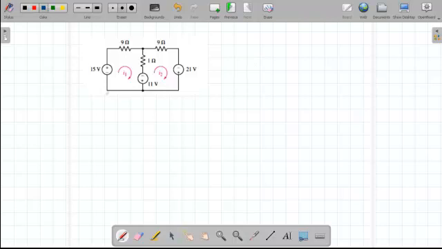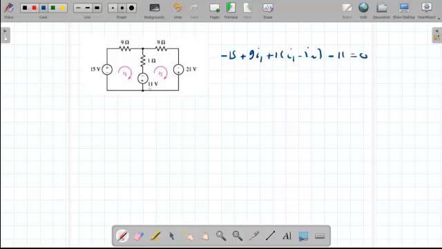So from here we start from the bottom left. Minus 15 plus 9I1 plus 1 times (I1 minus I2), then minus 11 equals 0.